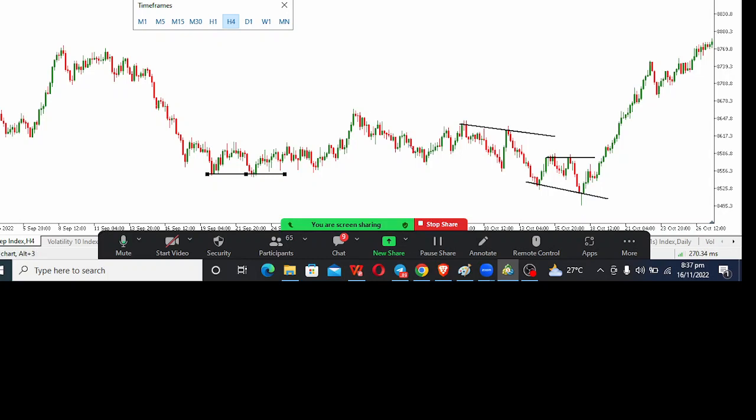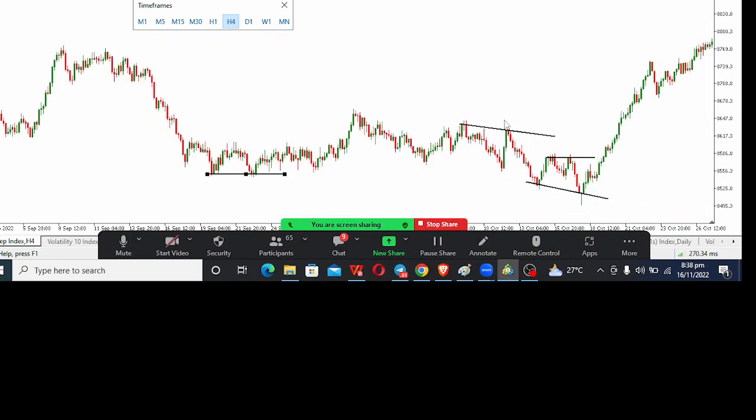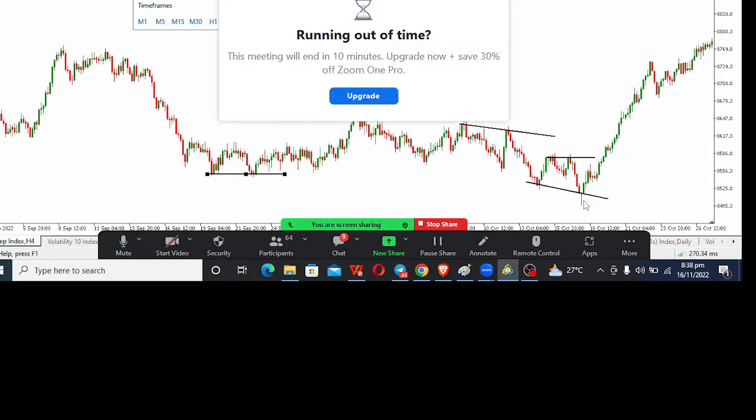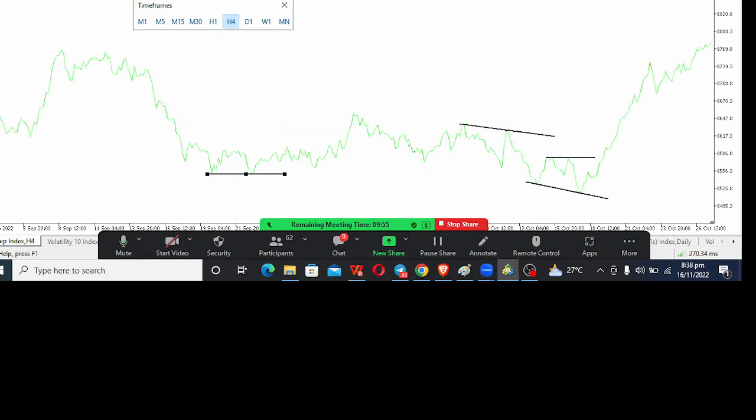So if I go back to line charts, we could see that it marked exactly where the market turned. But when you switch to candlestick, we have the wicks over here. And if you are not very careful, a simple fake out will let you lose a trade.